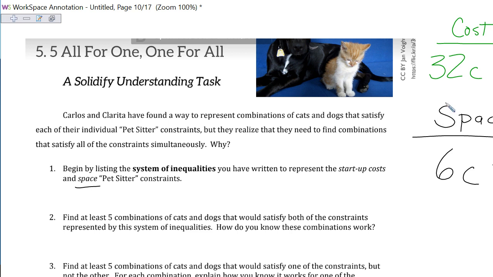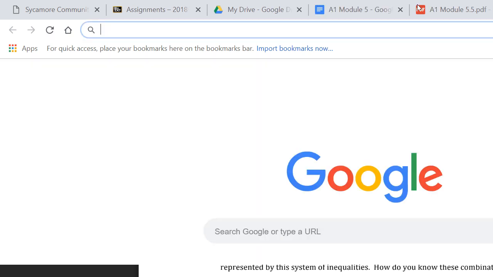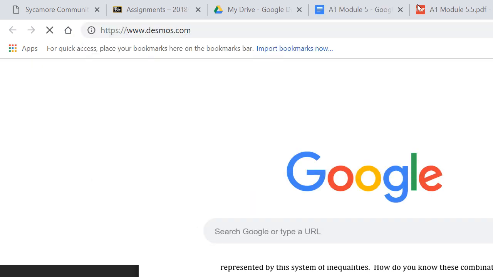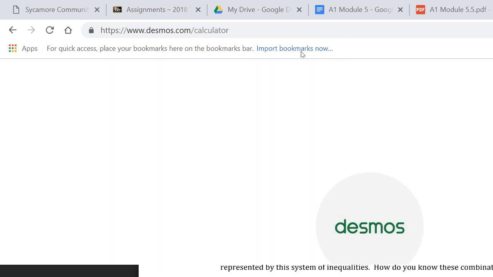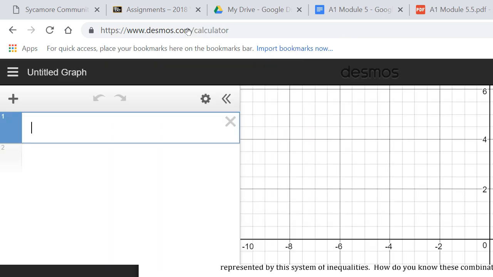Okay? Now it says find at least 5 combinations of cats and dogs that would satisfy both of the constraints represented by this system. How do you know they work? So rather than testing them, let's just go right ahead to see how we would do this. So what I'm going to do is I'm going to go to the internet and I'm going to go to Desmos. You could also do this in your graphing calculator. You should be comfortable using both. And remember that we've been using cats as our X and dogs as our Y.